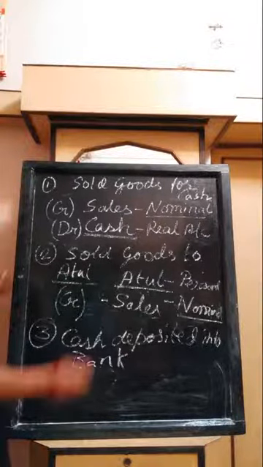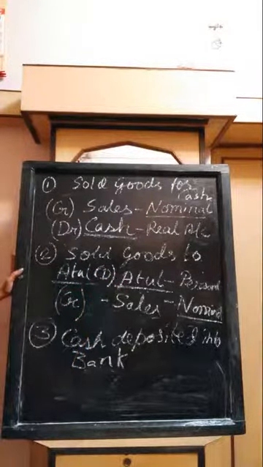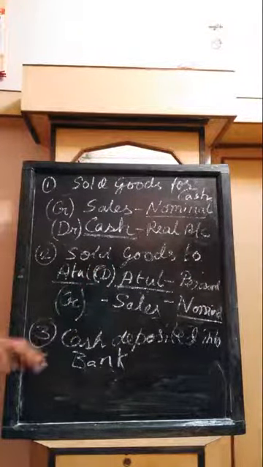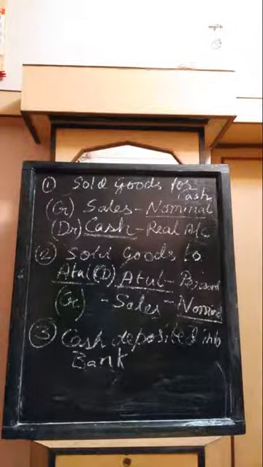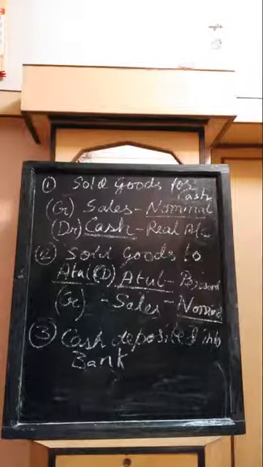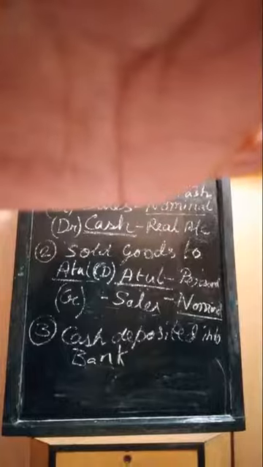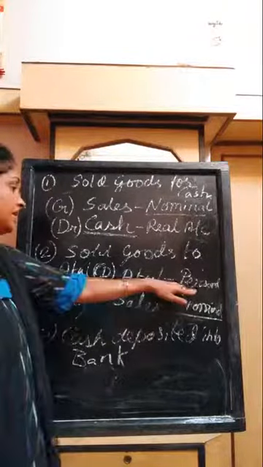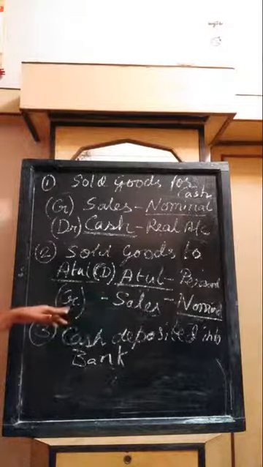And Atul will be debit. He is a debtor. It is a personal account. This will be debit. He is receiving the goods. He is the receiver. That's why he will be treated as debit. Follow the difference carefully. Debit is the receiver. That's why Atul is debit, personal account, and sales is nominal account. Following the nominal account, it is an income. That's why it will be credit.